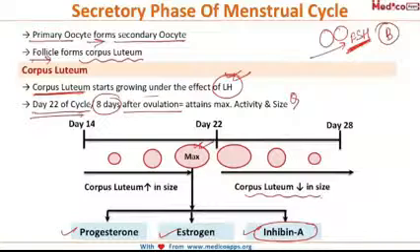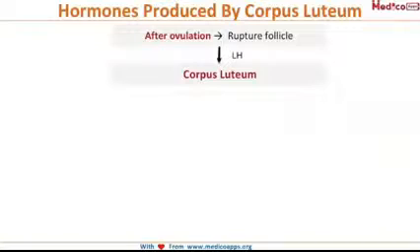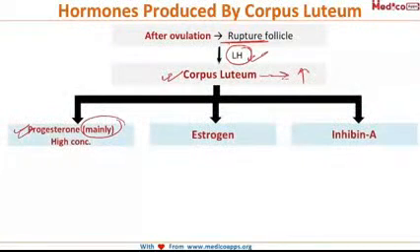So now let's see the hormonal interactions in the secretory phase of the menstrual cycle. After ovulation, I told you there is rupture of the follicles, and under the effect of LH, this is converted into corpus luteum. And this corpus luteum keeps on growing under the effect of LH. And this corpus luteum, we told, produces progesterone, estrogen and inhibin A. And out of these, the main hormone is the progesterone. The main hormone in the secretory phase of the menstrual cycle is progesterone.